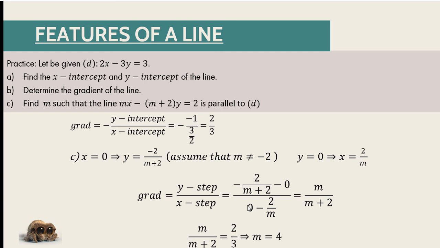Because the two lines are parallel, the gradient of the two lines must be the same. The gradient of the line is y step divided by x step, and it is m divided by m plus 2. And because it needs to be equal to the gradient of the given line D, m divided by m plus 2 must be equal to 2 over 3. And that gives m equals 4. So m equals 4 is the desired value for m. Have you got it?